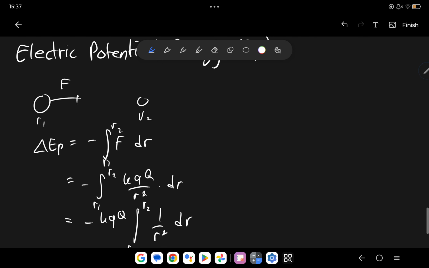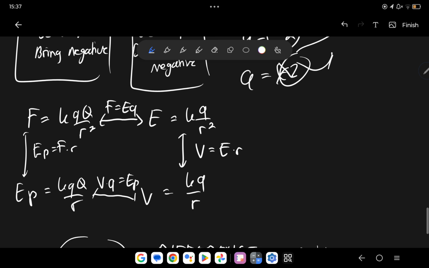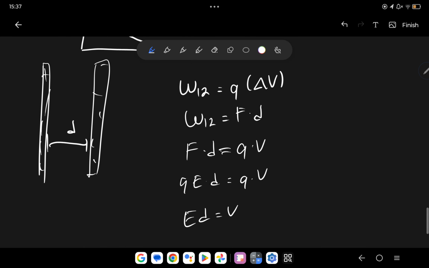This is the distance. Very nice. There's the bridge. V is equal to E multiplied by the distance. Well, not R, but just the distance.